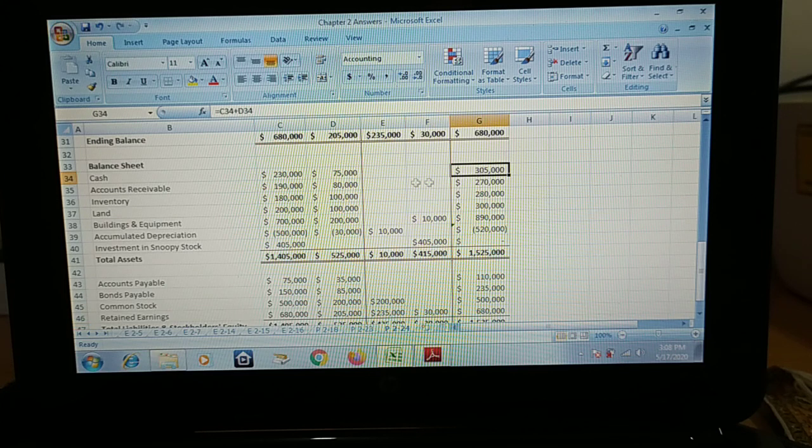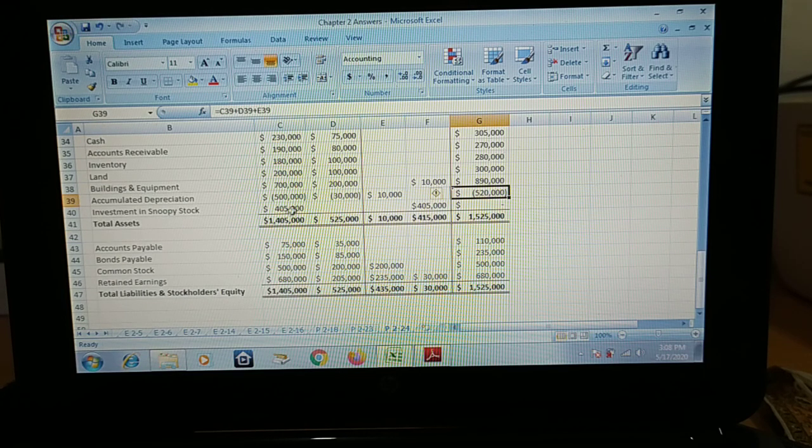And then we do the consolidated column, which is the sum of both companies. Remember to minus for the buildings, and for the accumulated depreciation, remember to plus. And then investment must be 0. The accounts payable is the same, bonds payable is the same, we sum them, and common stock as always, sum it and then minus. Retained earnings, sum the credit side minus the debit side, and then we sum it down. So if the total assets equal the total liabilities and stockholders' equity, then it is already correct.